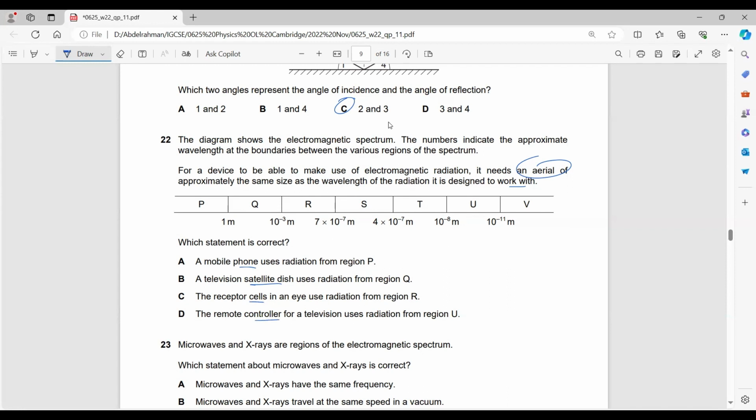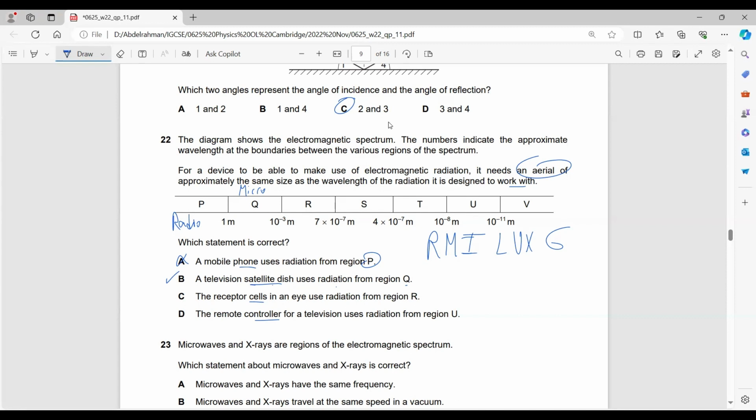Let's discuss each of these answers. The mobile phone uses radiation from region P. We know that the regions are divided into radio, microwaves, infrared, visible light, and so on. R is the radio waves. So, do the mobile phones use radio waves? No, this is wrong. A television satellite uses radiation from region Q, radio, then microwaves. Satellite uses microwaves. This is correct.